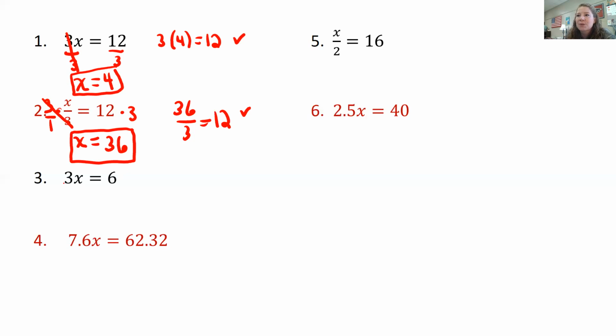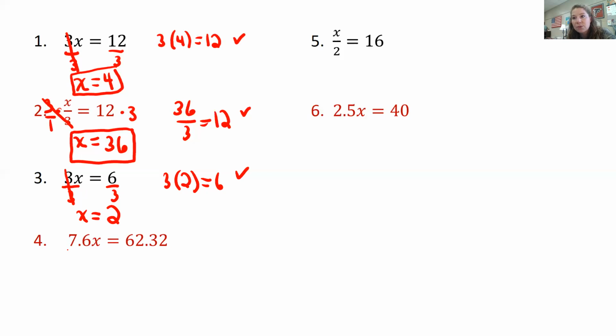Number 3, this says 3 times x equals 6. 3 times x. What's the opposite of multiply by 3? Division. We're going to divide by 3. So 3 divided by 3 is 1. 1 times x is x. So x is equal to 6 divided by 3, which is 2. And then we check our answer. Is 3 times 2 6? Yes, it is.